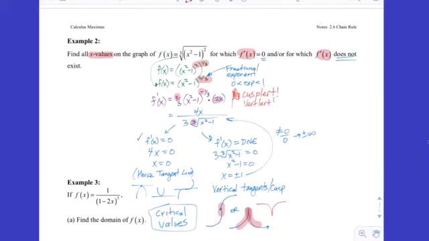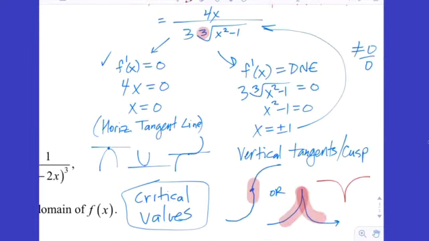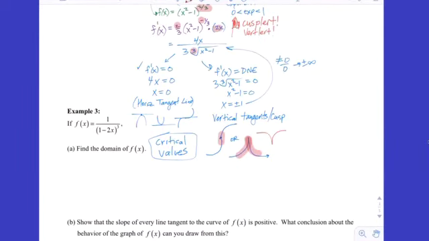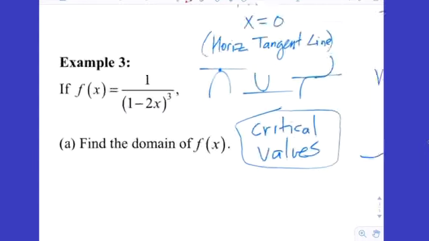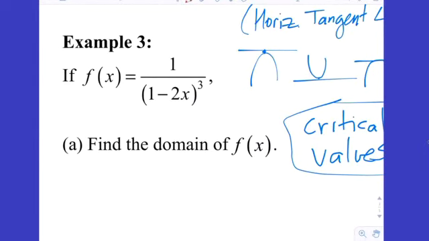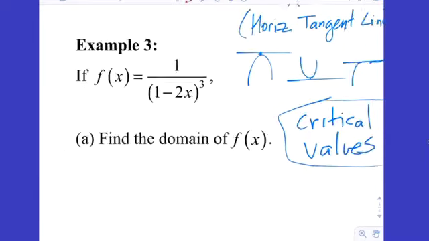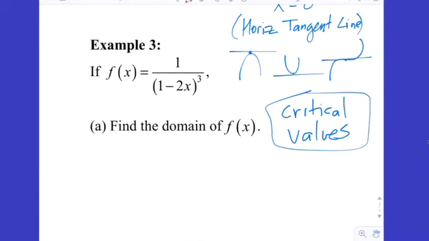It's kind of a neat little question right there. All right. Example 3, kind of taking one step further. f of x is equal to 1 over (1 minus 2x) cubed. So to find the domain of f of x. So we did a lot of this in pre-calc. What are the 3 things we're trying to avoid for non-piecewise functions, things that affect the domain?